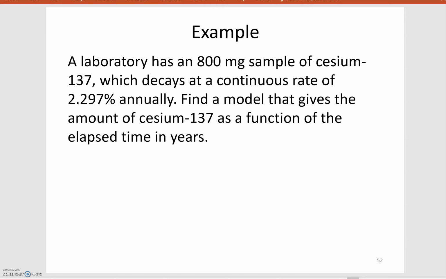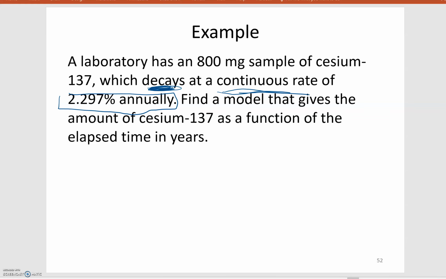Here's another example. A laboratory has an 800 milligram sample of cesium-137, which decays at a continuous rate. All right, so we got two things here. It's decaying, that's new, and it's still continuous. So we have a continuous decay of 2.297% annually. Find the model that gives the amount of cesium as a function of the elapsed time in years.